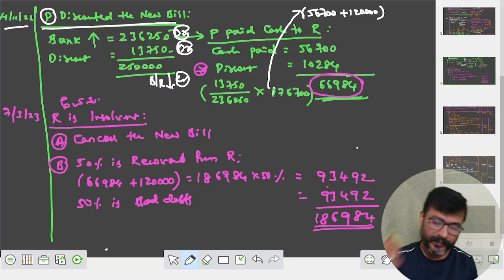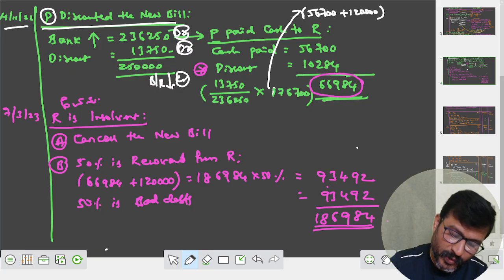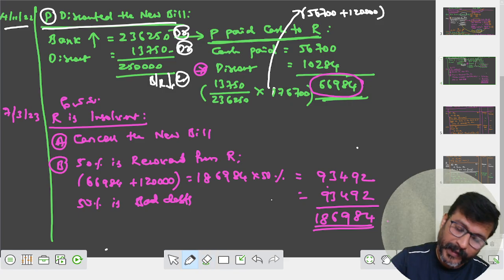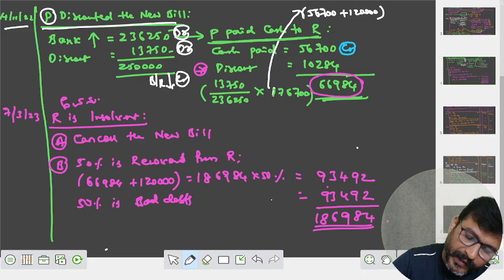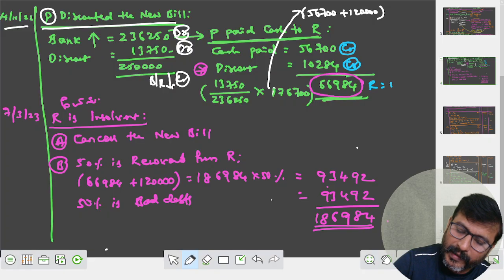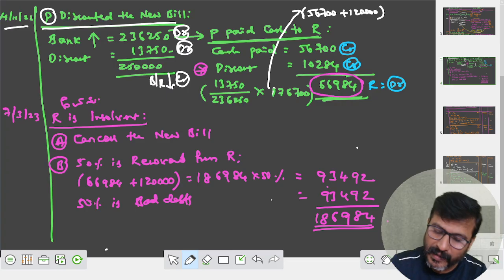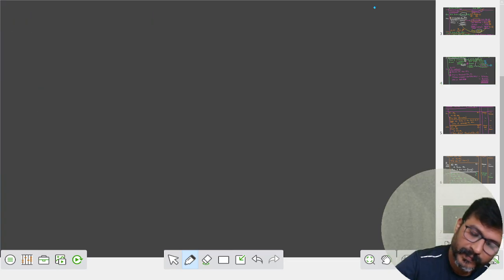See here. P paid cash to R. When P paid cash to R, what happened to P? For P, cash decreased, it is to be credited. Discount is to be credited. This amount is paid to whom? R. R is to be debited. For this journal entry, R's account debit, to cash account, to discount account.